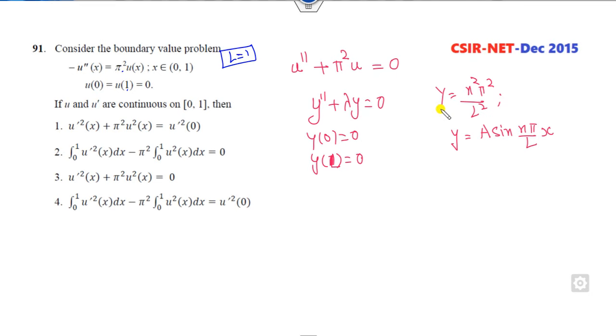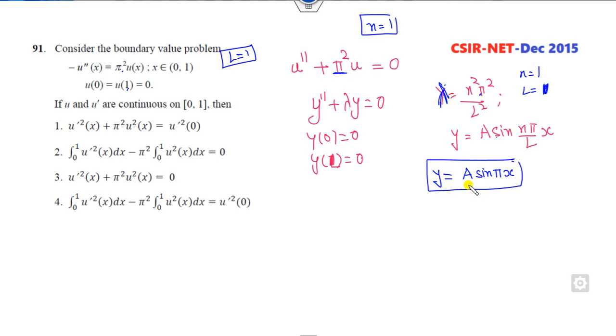Okay, but lambda is already given to you as pi square. So what is the meaning of that? N is 1 in this case, L is my 1, because here. So if I substitute here, this is my A sine pi x. Fine, so u is equal to A sine pi x. Now we can substitute here.